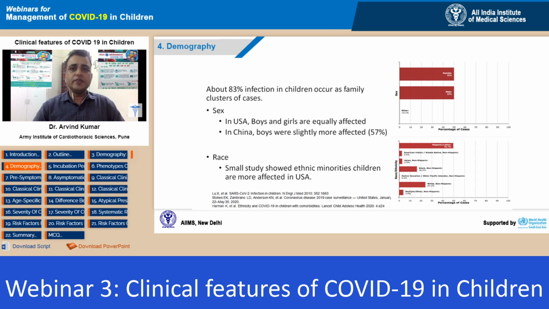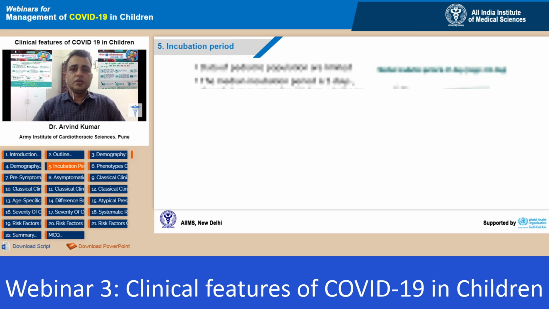Children usually get infections from household contact. There is no gender predisposition, and according to one small study from USA, it shows predilection for ethnic minority. If we see incubation period, it's about 4 to 5 days, but ranges from 2 to 14 days.